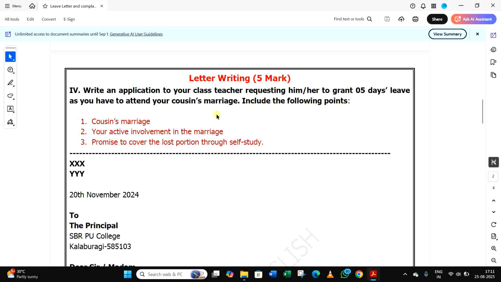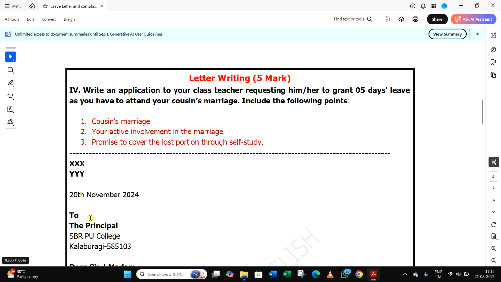Include the following points. What are the points? Cousin's marriage, your active involvement in the marriage, and third, promise to recover the lost portion through self-study. So as I have already discussed how we are going to write the letter, here in place of name and address, we are going to write XXX and YYY, followed by one line space and the date, right? So I have taken here as example 20th November 2024.